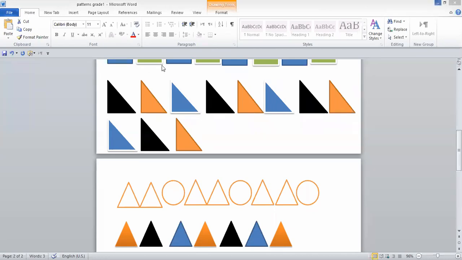Okay, now I'm going to take one of the students to answer it, and that is Hatim Yusuf. Hatim, would you like to tell me after this orange triangle, which color triangle should be the next? Blue. Why blue? Check the pattern. This is orange, orange, black, blue.